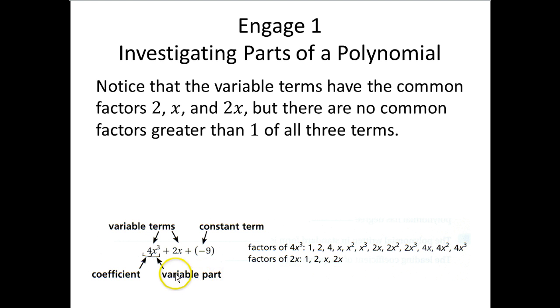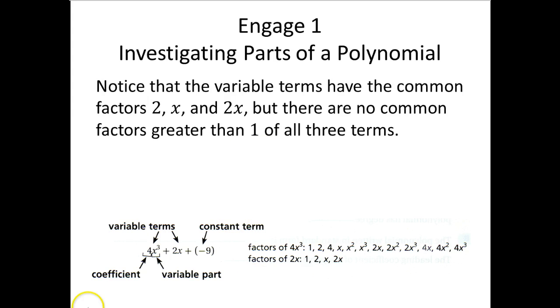Notice that the variable terms, so this term and this term, have common factors. You have to remember what a factor is. Like, for example, let's say that I have the numbers 12 and 16. Notice that they both have common factors of 4, because 4 divides both of those numbers evenly. I can express 12 as 4 times 3, and I can express 16 as 4 times 4.